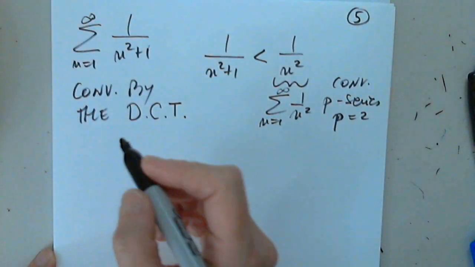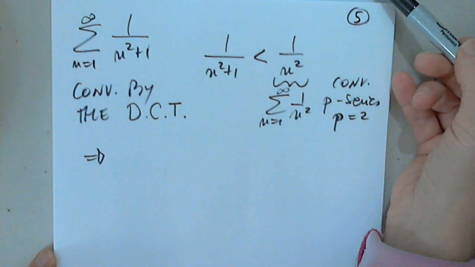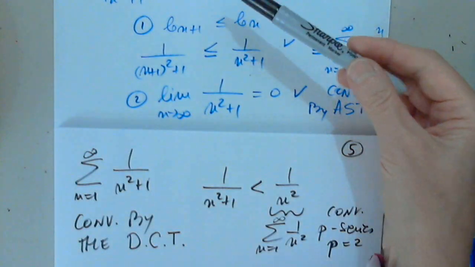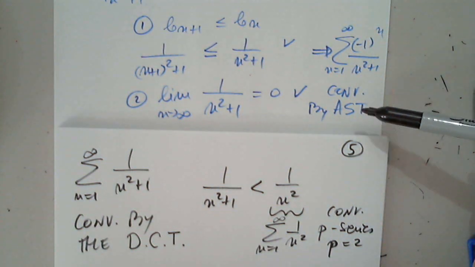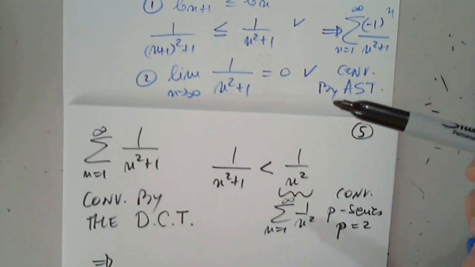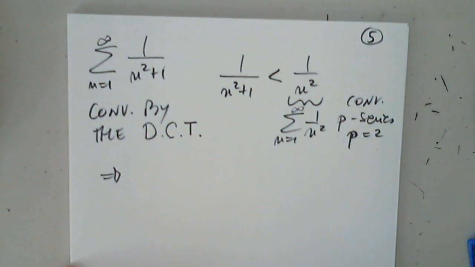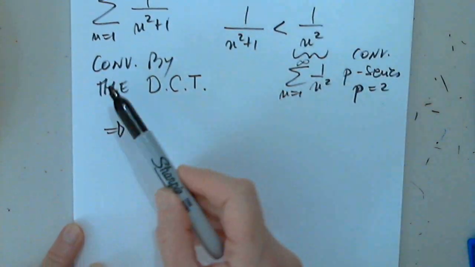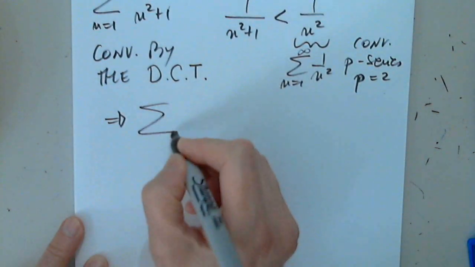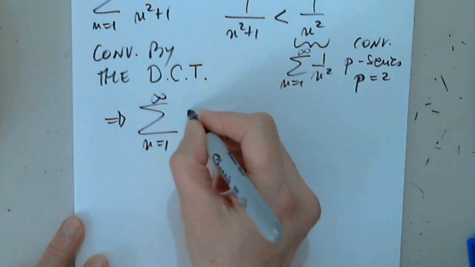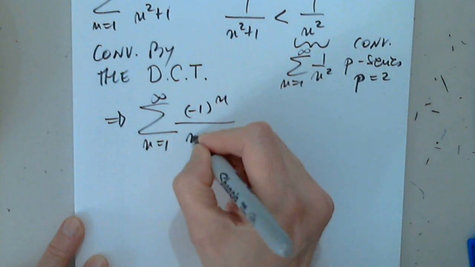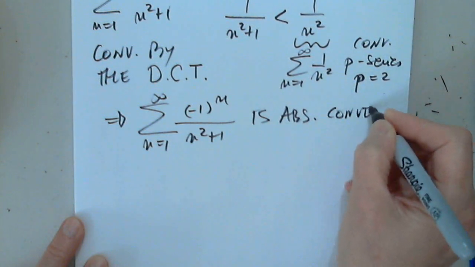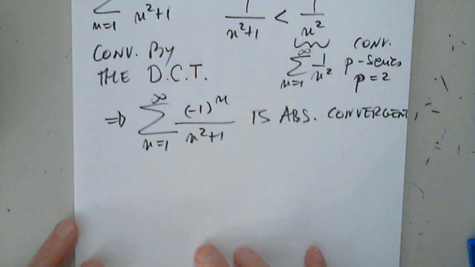So we will conclude then, because we showed in the previous step that the series is convergent by the alternating series test, and now we also conclude that the series of absolute value terms is also convergent, we will definitely conclude this is absolutely convergent. Good.